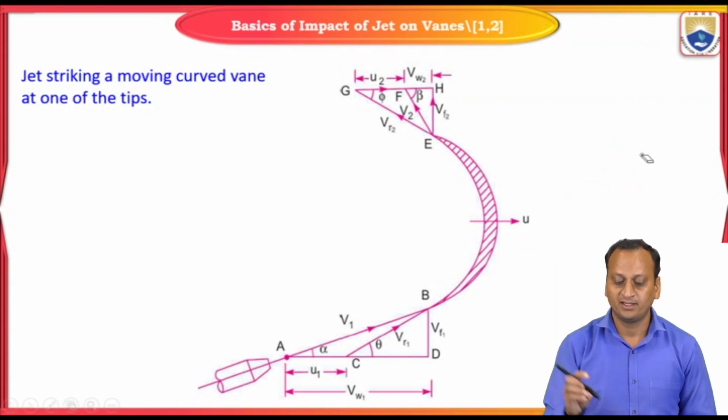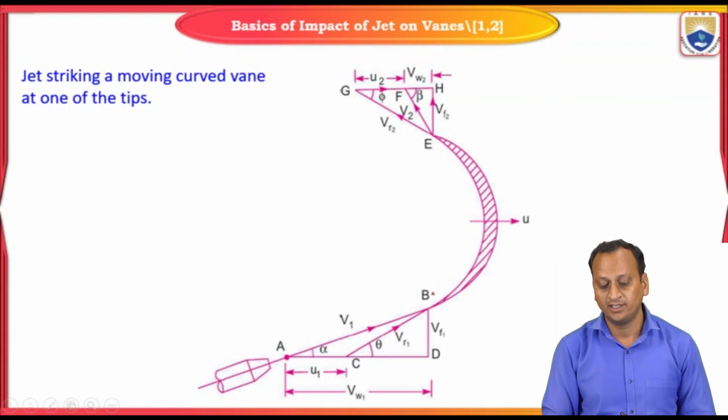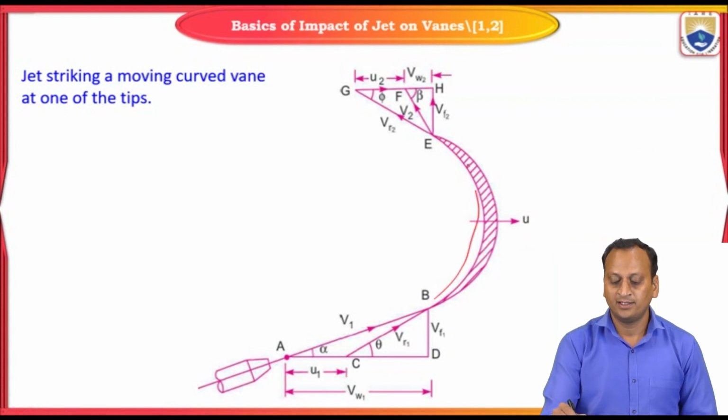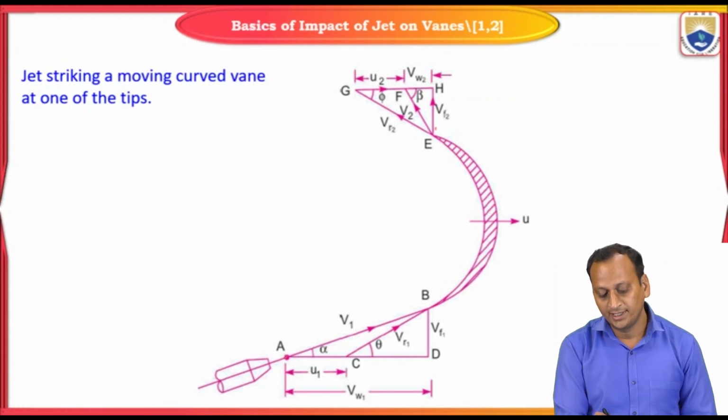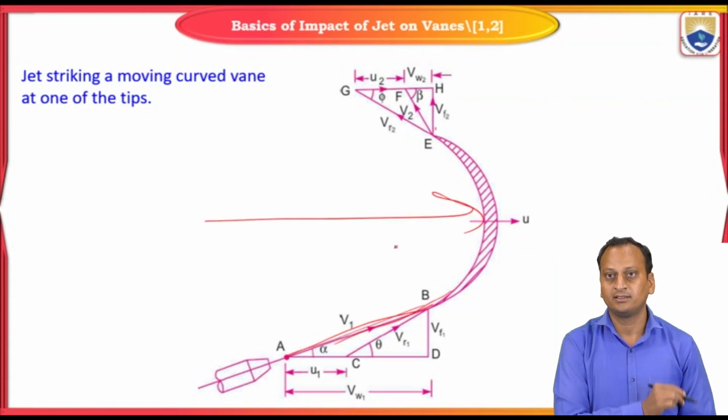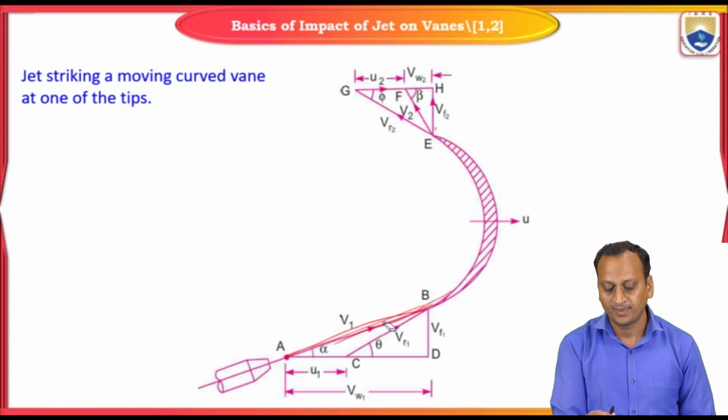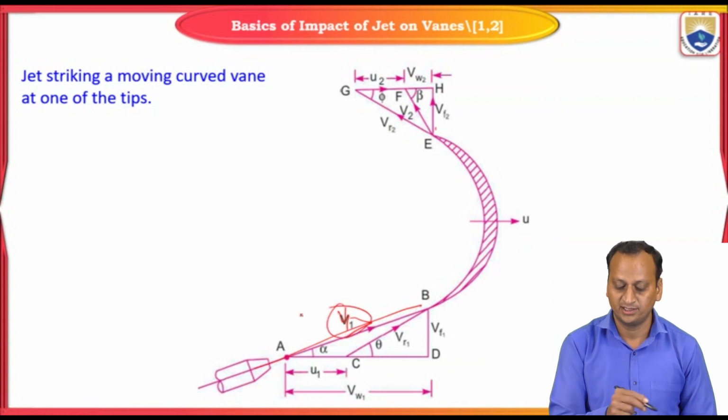Assume, not for the Pelton wheel but in general, a backward curved bucket is located like this. The water is striking at one end, tangential to the curved surface in this direction, not axially. I am applying from one end. In this direction, the jet is kept tangential to the inner curved surface of the bucket. The jet coming out of the nozzle is V1, which is nothing but the jet velocity.